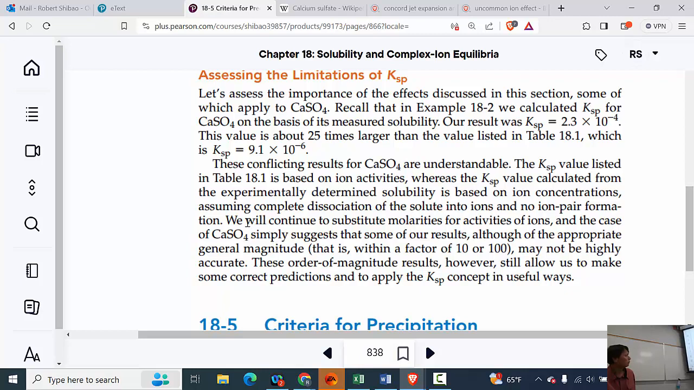Anyway, we'll continue to substitute molarities for activities of ions. And you're thinking, why, because it's giving us 25 times error? In the case of calcium sulfate, it simply suggests that some of our results, although of the appropriate general magnitude, that is within a factor of 10 or 100, may not be highly accurate. These order of magnitude results still allow us to make some correct predictions and to apply the Ksp concept in useful ways. This is very common in science. Like, is the oxidation state 100% accurate? When I calculate oxidation states, is that 100% accurate?